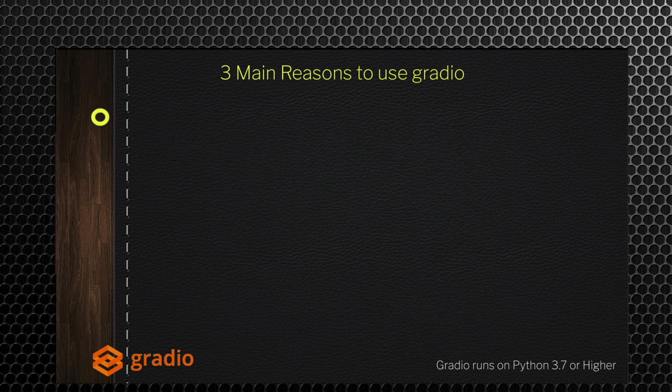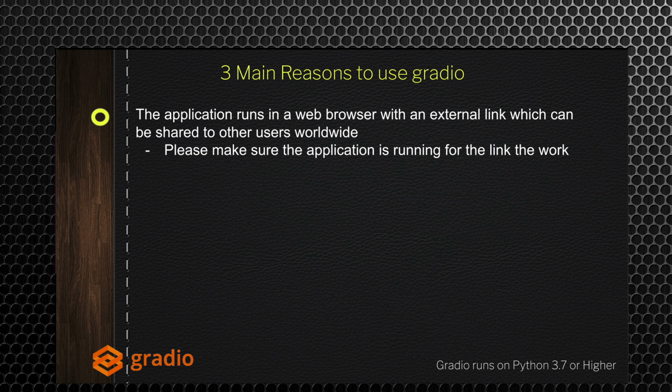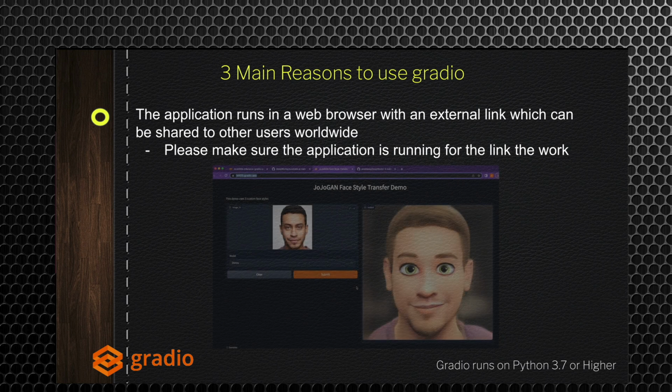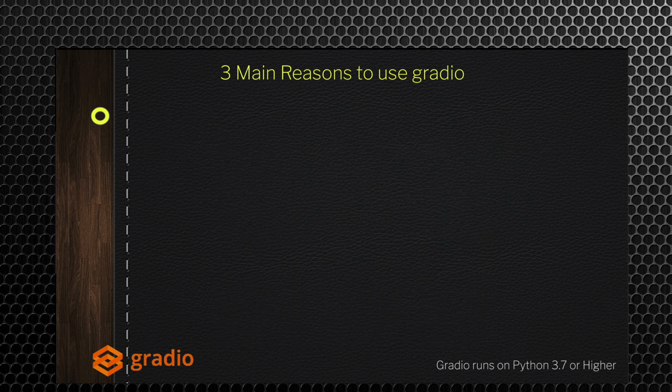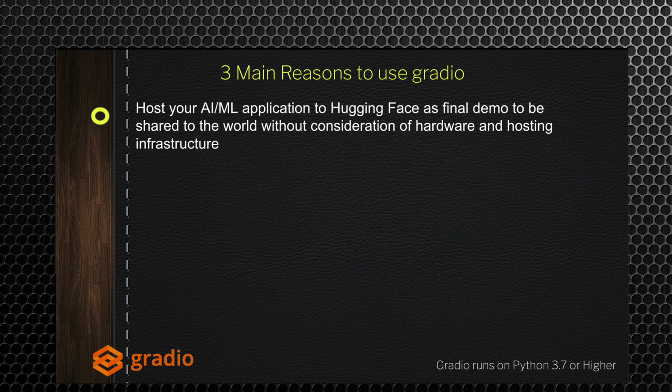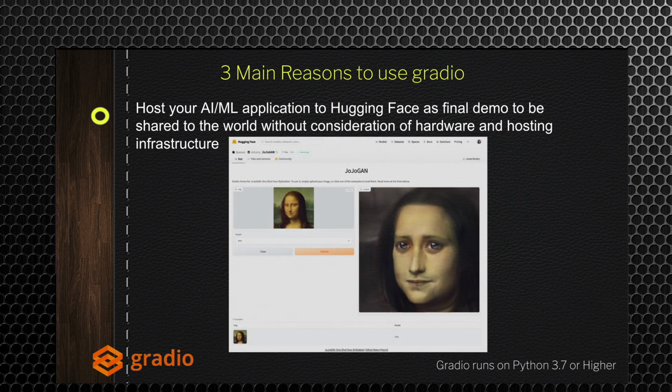The second reason is that the application actually runs in the web browser. So you could share the link with somebody else and they can access your test application. As long as your application is running, the link will work. And the third and final reason is that you can host your AI ML application at the Hugging Face Spaces as your final demo. It means that your application is available to the world without consideration of any hardware or hosting infrastructure. And that's another big plus for you to learn Gradio.